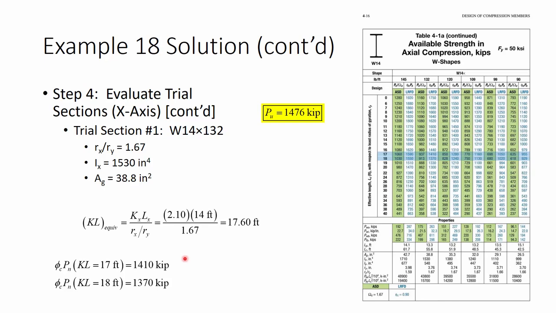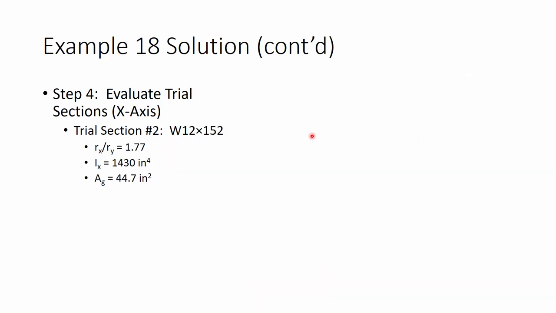And in the end, it doesn't matter what you interpolate between these two, it's not going to be bigger than that. So we can pretty much say at this point that trial section number 1 is no good. We can't use the W14 by 132 to safely resist that load because it fails along the strong axis. So move on to trial section number 2.